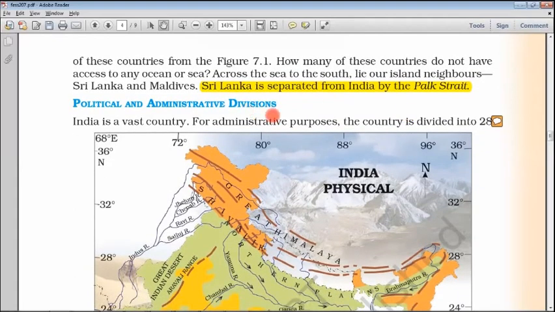Coming to political and administrative divisions, India is a vast country. For administrative purposes, the country is divided into various states and union territories. Here it says 28, but at present we have 29 states, after the formation of Telangana.